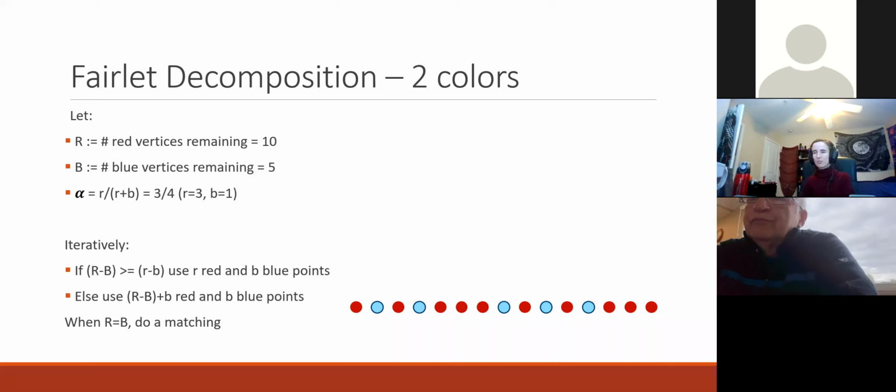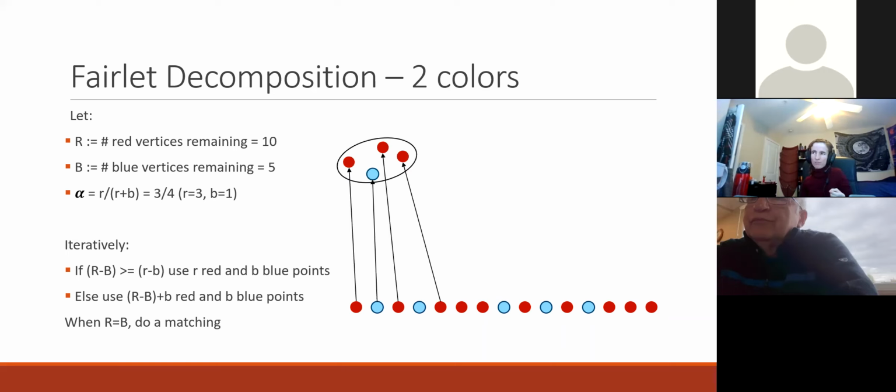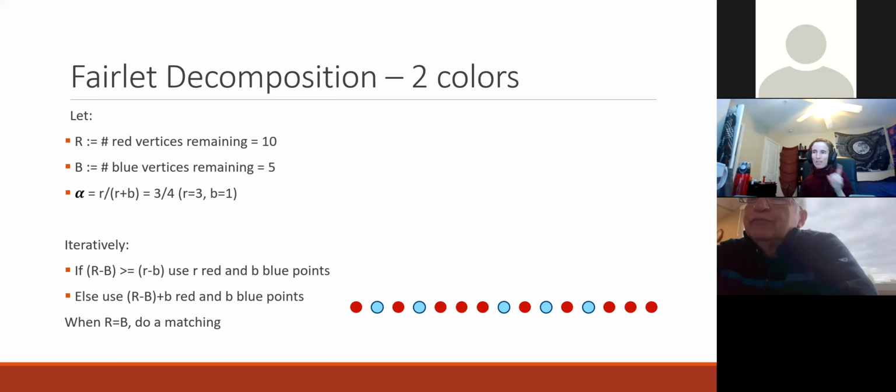Okay, so the algorithm is pretty simple. You're going to be looking at the difference between the number of remaining red vertices and blue vertices. If this is greater than or equal to little r minus little b, which is always going to be 2 because little r and little b don't change, then we'll create a new cluster containing 3 red points and 1 blue point. Otherwise, we'll be creating a new cluster using big R minus big B plus little b red points and little b blue points. And then the algorithm ends when the number of remaining red and blue vertices is the same, or we can just do a matching to create entirely balanced clusters.